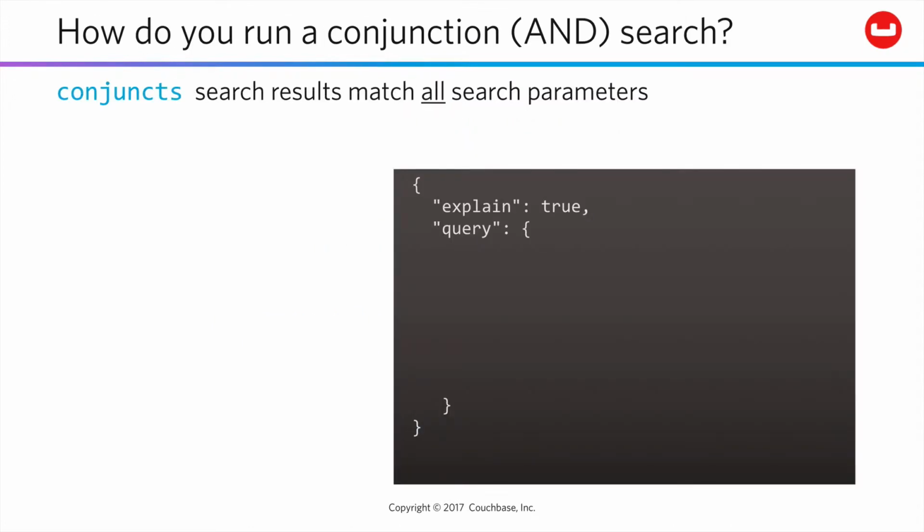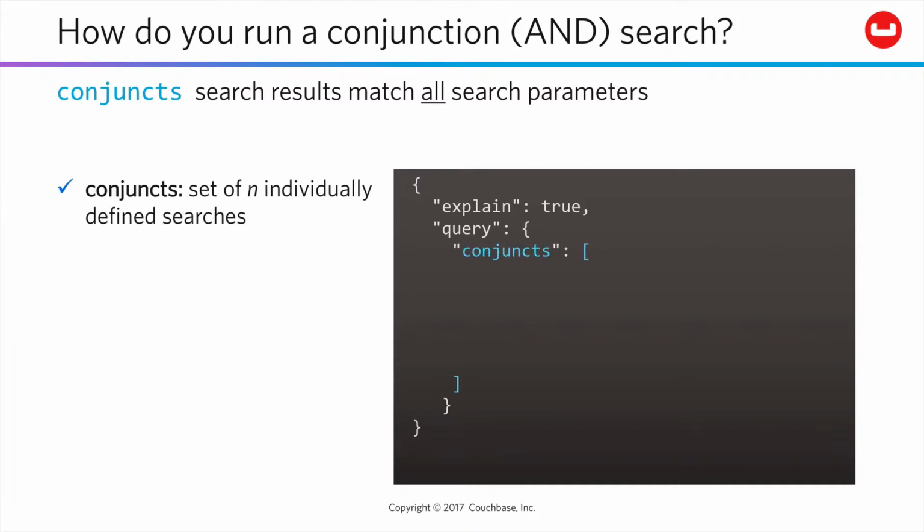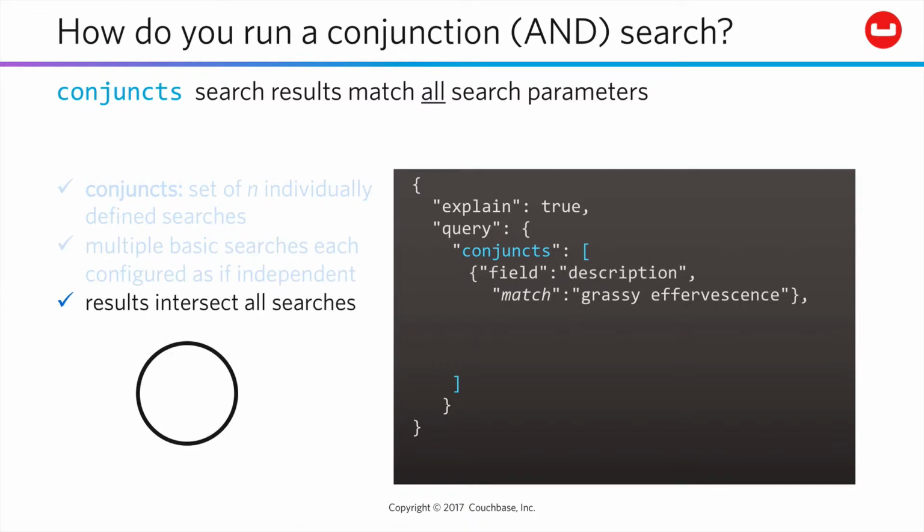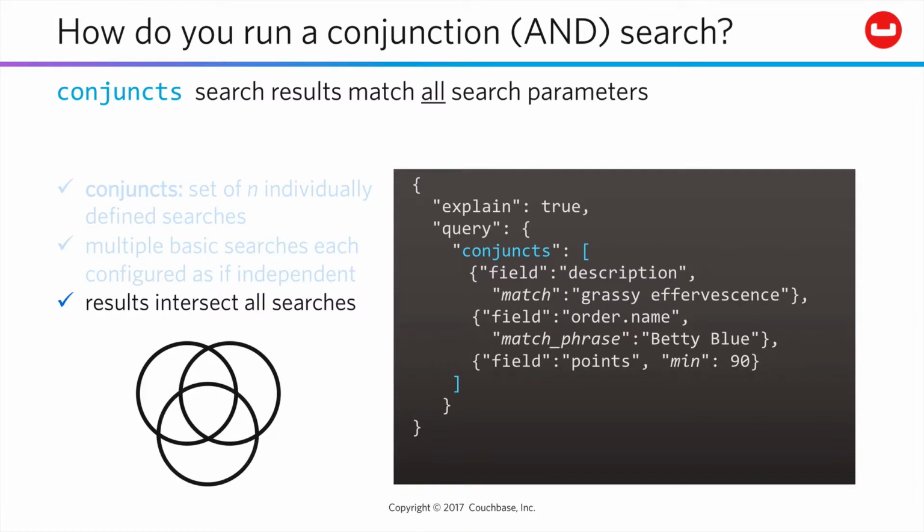With compound queries, you are assigning an array of individual queries, then defining their relationship. If you want terms to match all queries in the set, you assign this array to the conjuncts field name as your query type. The array contains one or more other queries, each configured as we've already seen, as though it were an independent query. The results will be those values at the intersection of all the searches you define for the set, one, and the next, and the next.